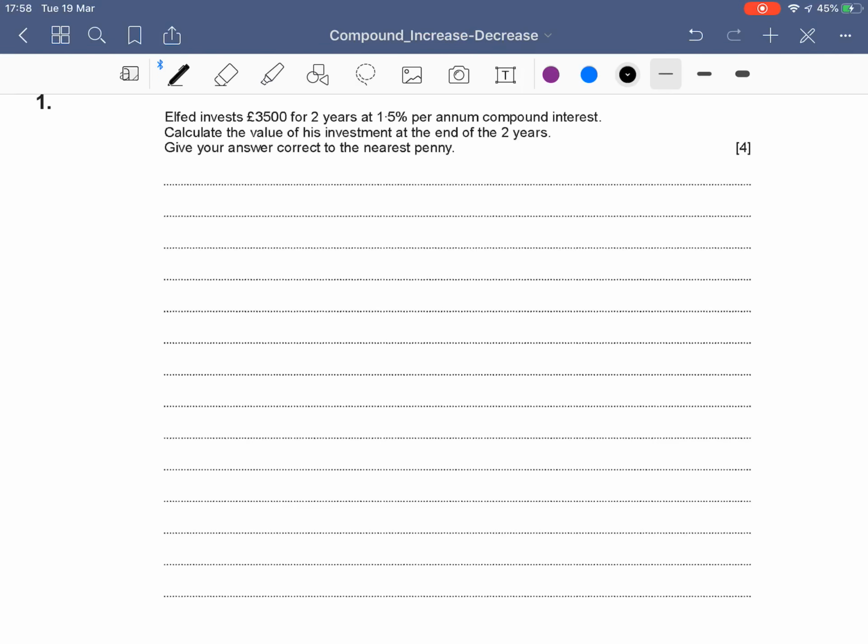So with this, he had 100% of his money, which was 3,500. And each year that goes up by 1.5% because interest is where you earn money. So if he had 100%, add the 1.5%, that would give him 101.5% each year. As a decimal, because we like working with decimals in compound interest, that is 1.015. So I would take this 3,500, and because I want to increase it by 1.015, I need to times it by 1.015.